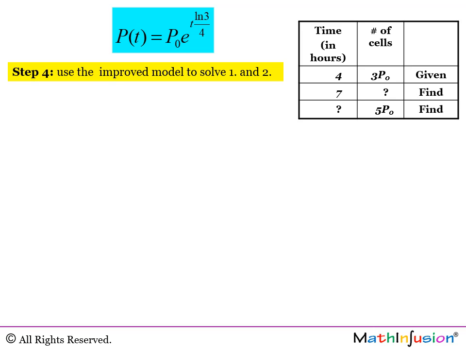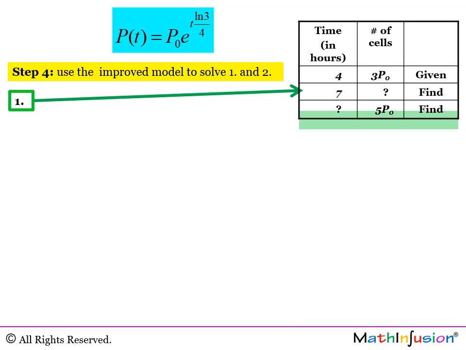Let's solve first 1. 1 is the easier of the 2. We just have to substitute 7 in the model, and that's it. And we get that.